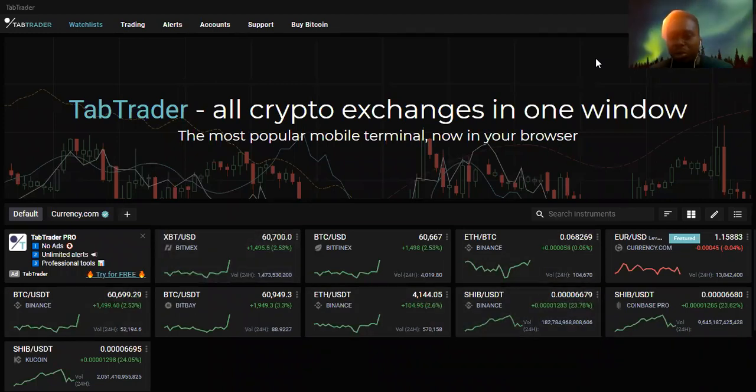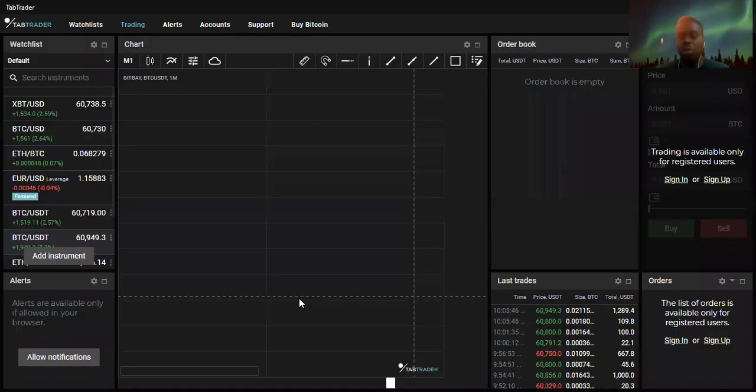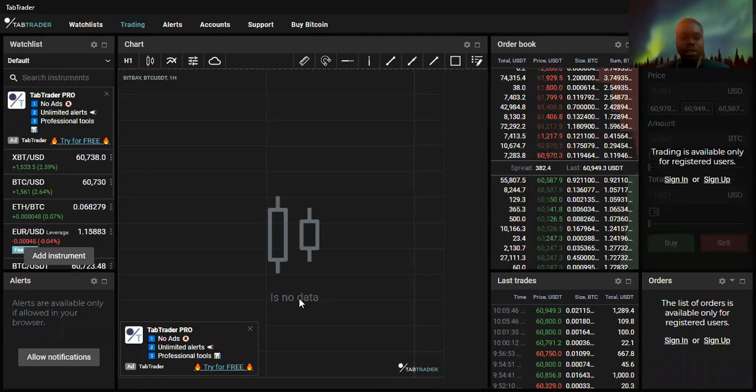In this video, I'm going to be showing you how you can use TapTrader to analyze coins and also how to use the platform itself. As you can see from here, I'm going to be picking BTC USDT. Once I click on this, it opens up this interface.